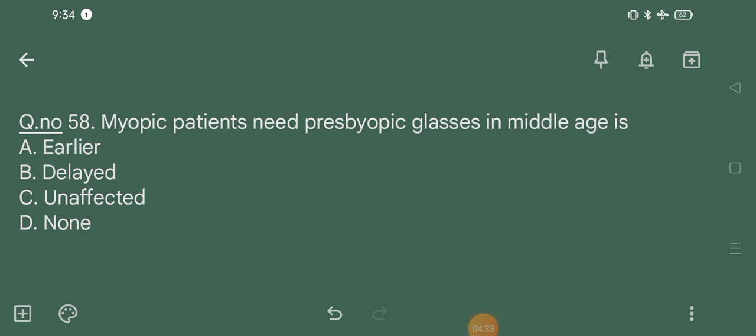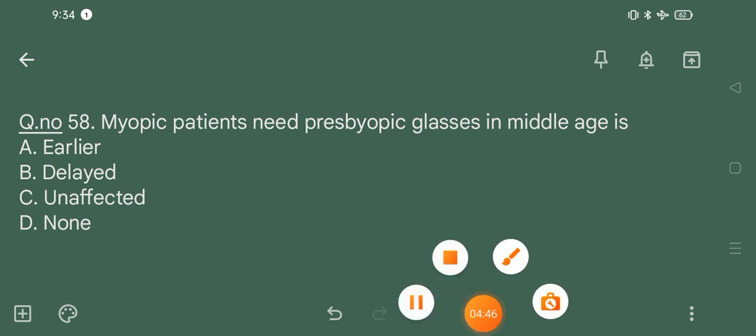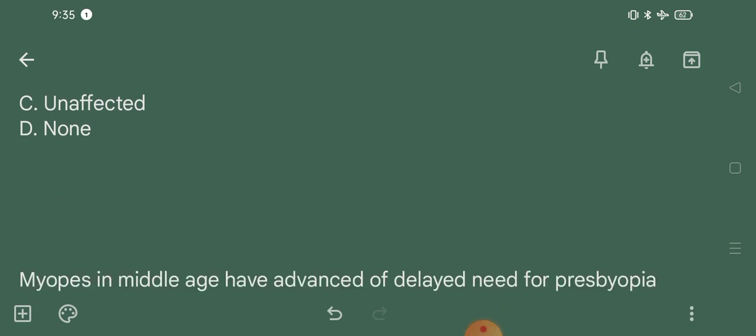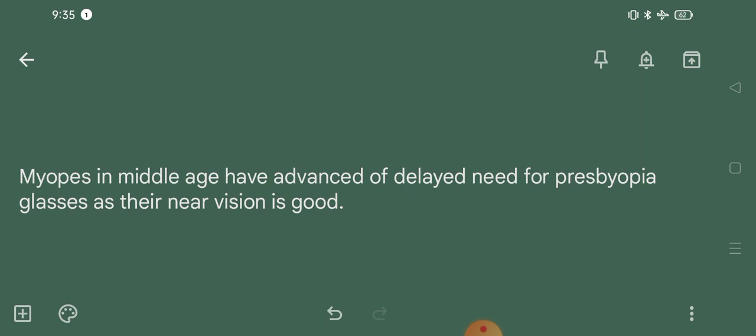Question number 58. Myopic patients need presbyopic glasses in middle age is option A earlier, option B delayed, option C unaffected, option D none. The correct option is option B, that is delayed. Myopes in middle age have delayed need for presbyopic glasses as their near vision is good.